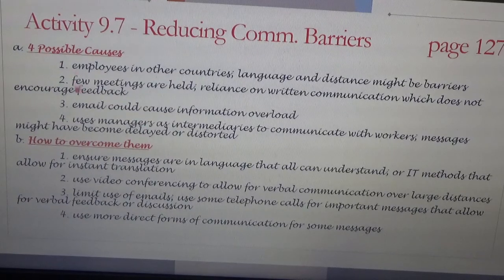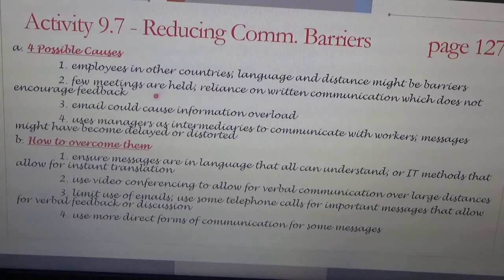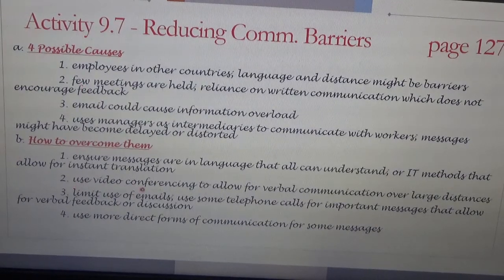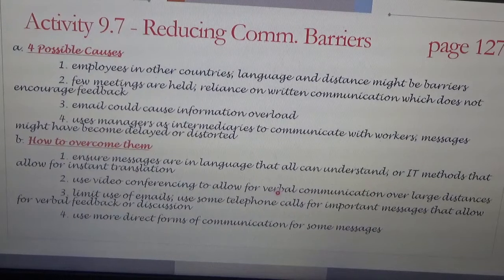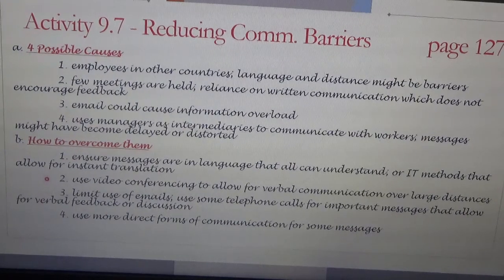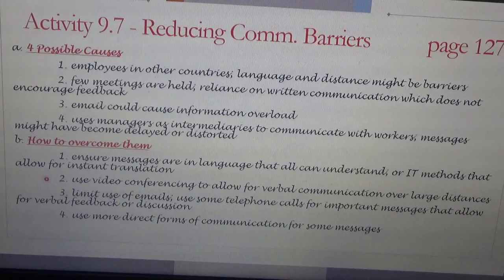The second possible cause is few meetings are held. Reliance on written communication. They rely so much on written communication, which does not encourage feedback. Okay. This is a cause of communication barrier, because information might be overloading, okay, based on a pile of memorandums or notices from the administration. So solution is to use video conferencing to allow for verbal communication over large distances. For those in the same vicinity, workplace, okay, short meetings will help.